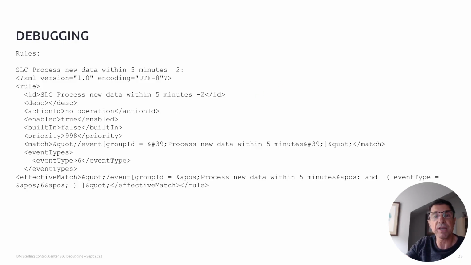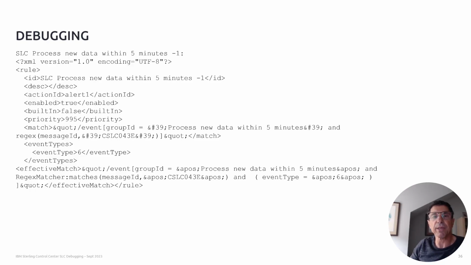I said there's going to be a second one, and this is going to be a higher priority rule. See, it's 995, not 996. And so this is the rule that's going to catch the events for this SLC that we actually care about. Again, in the match criteria, it's got look for that SLC name. It's right here, process new data within 5 minutes.